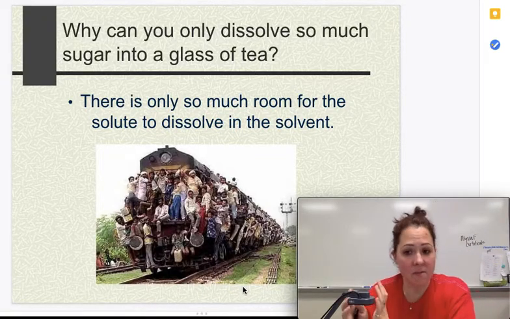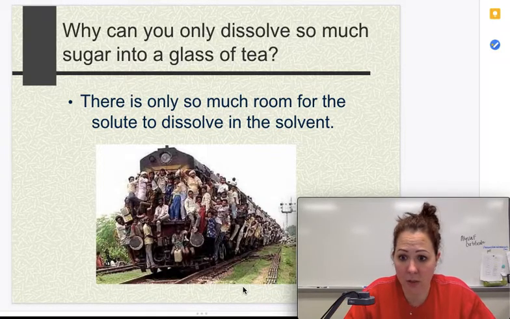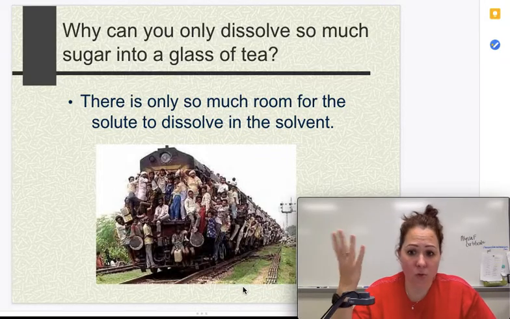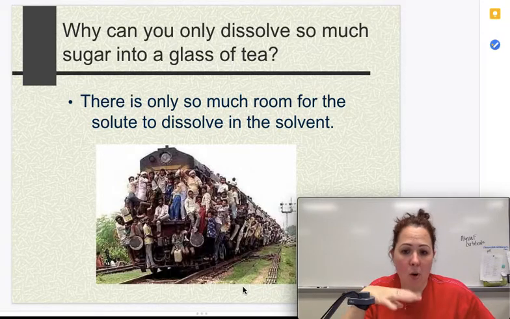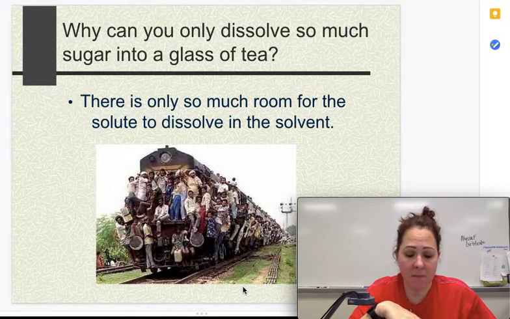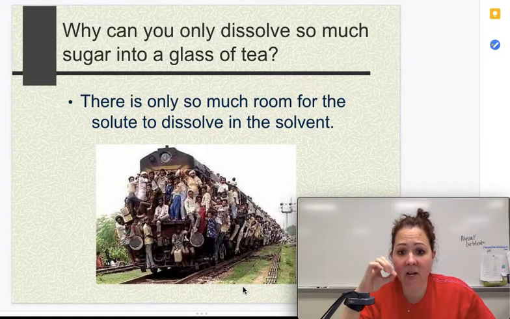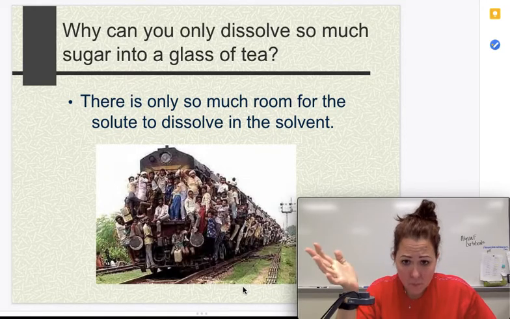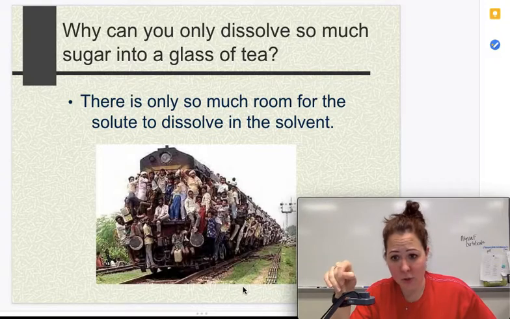unsaturated, saturated, and something called supersaturated. And I'm going to show you what each of those actually look like. So when you're adding sugar to tea or salt to water or Kool-Aid powder to the water or whatever you're trying to dissolve in, there's only so many little places that your solute can actually fit into your solvent when it evenly distributes. Once it runs out of room, you make a different type of solution.